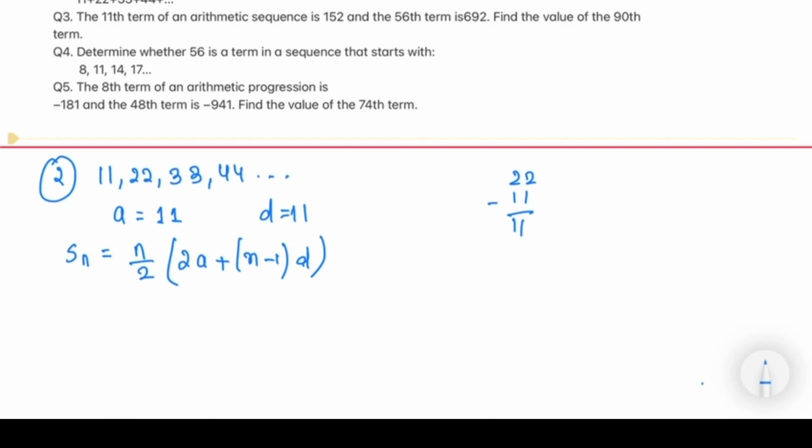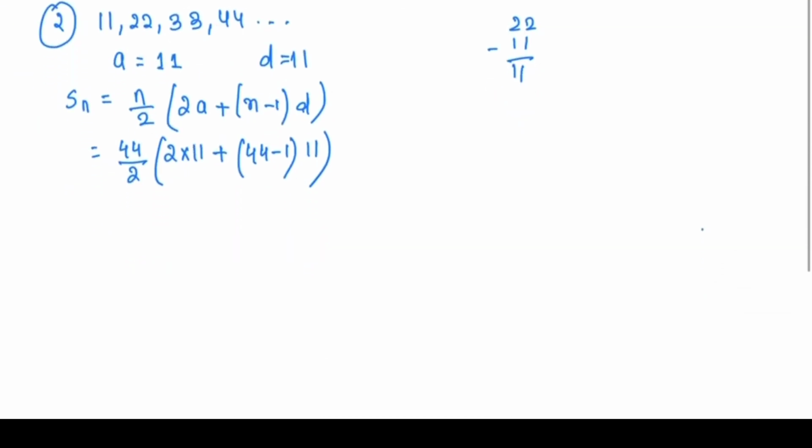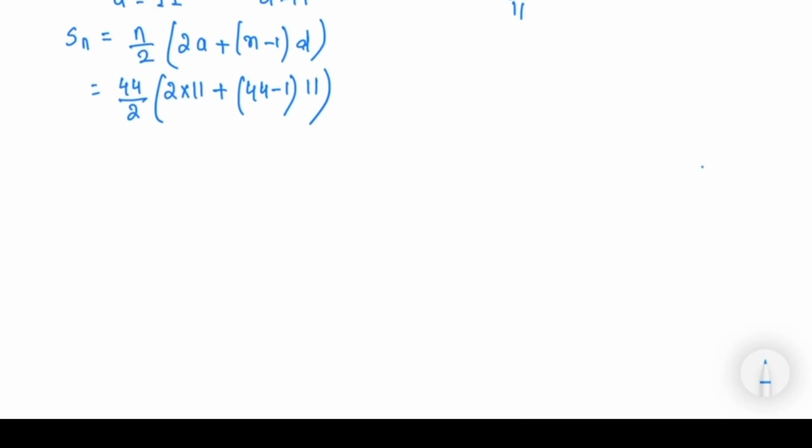Now let's solve it. n is the number of terms, so here n is 44. 44 over 2, times (2 times a, which is 11, so we'll write 11, plus n again 44 minus 1, times D, which is 11). Okay, we have put the values. Now let's figure it out. 44 over 2 will be 22. 11 times 2 will be 22 again. This will be 43 times 11, because 44 minus 1 is 43.